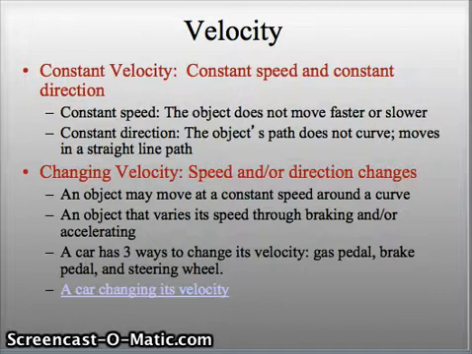So you can have an object moving at a constant speed of, say, 10 miles per hour around a curve, and that's a changing velocity. Or if a person is hitting the brakes or accelerating forward, then the speed is changing even though the direction doesn't change. Then you have a changing velocity.